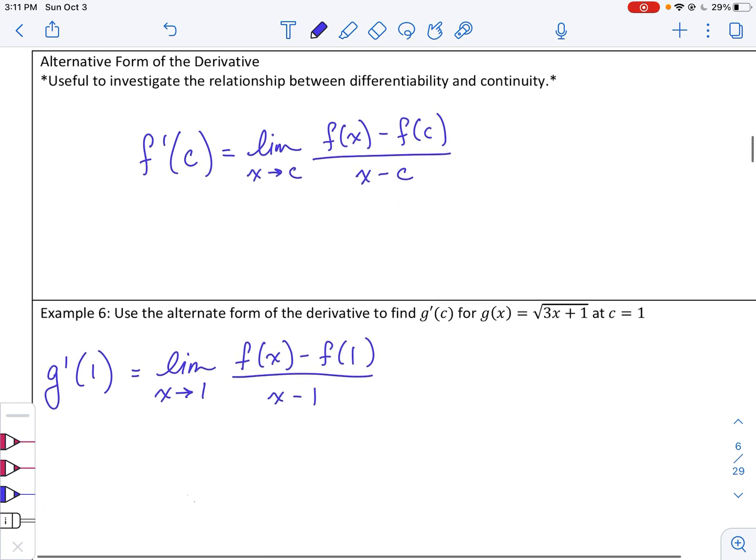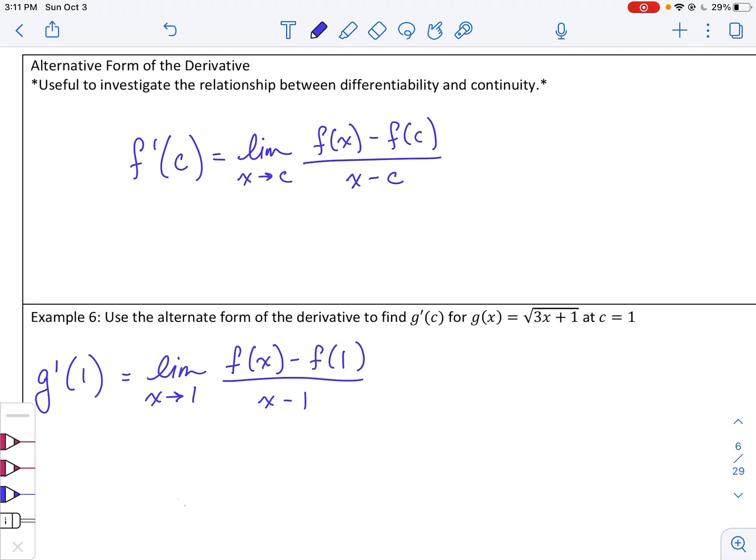All right, there is also an alternative form of the derivative. This is really useful when we're exploring the relationship between differentiability and continuity. So here we're finding the derivative of f at c, so at a particular x value. It is equal to the limit as x approaches c of f of x minus f of c over x minus c. Again, this is still the slope formula, right? y1 minus y2 over x1 minus x2.